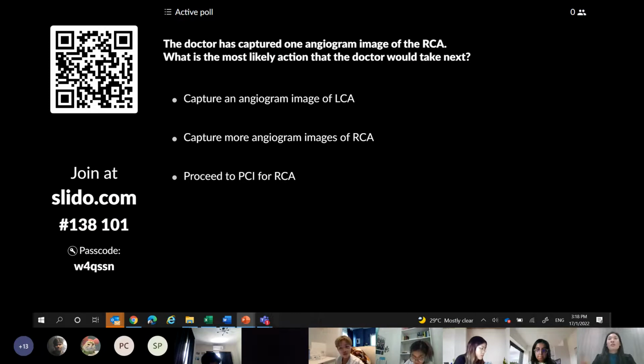Okay, so you saw that the doctor now took one angiogram image of the RCA, which is the right coronary artery. What do you think the doctor will do next? He already did all the steps, and he started his angiogram. He took one image. What is he going to do next? Is he going to change to the left side to take an angiogram image of the left side? Is he going to take more angiogram images of the right coronary artery, or does he see, oh, I have a lesion, I have a problem, I will treat the right coronary artery now? Which do you think the doctor will do?